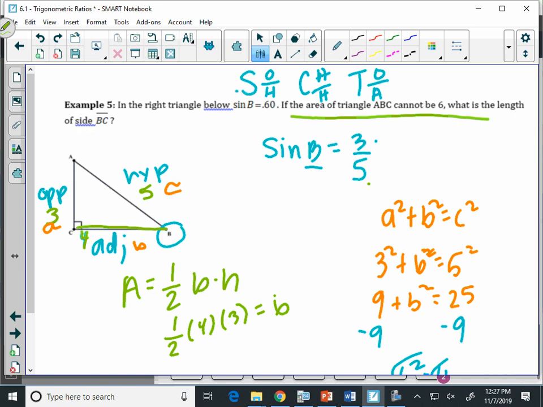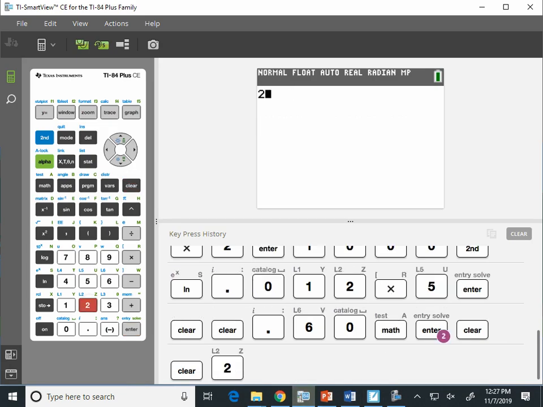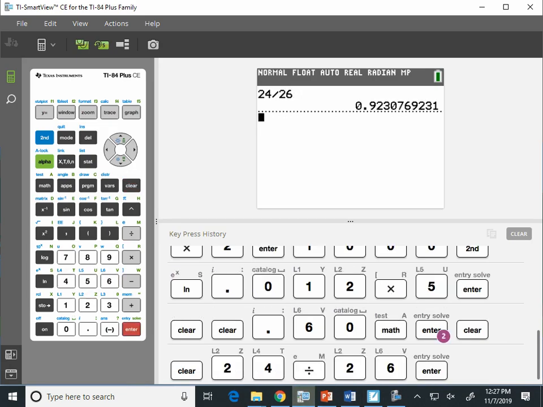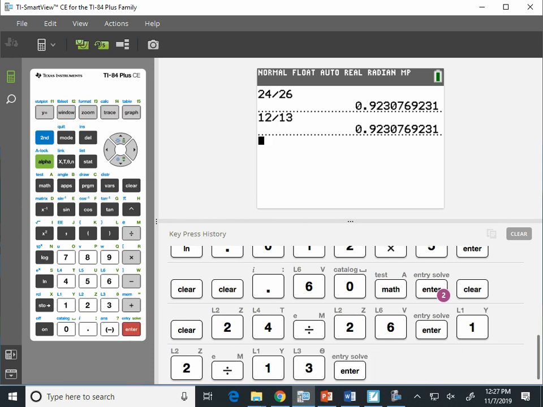Problem. But, let's go back to this one. Here we had 24 over 26. Right? And that can simplify down to 12 over 13. Well, what do you multiply 12 by to get 24? 2. What do you multiply 13 by to get 26? Isn't this the same fraction? If we do 24 divided by 26 in our calculator, is that the same as 12 divided by 13? Yeah, it's the same, right? The ratio didn't change. It's just 2 different numbers.